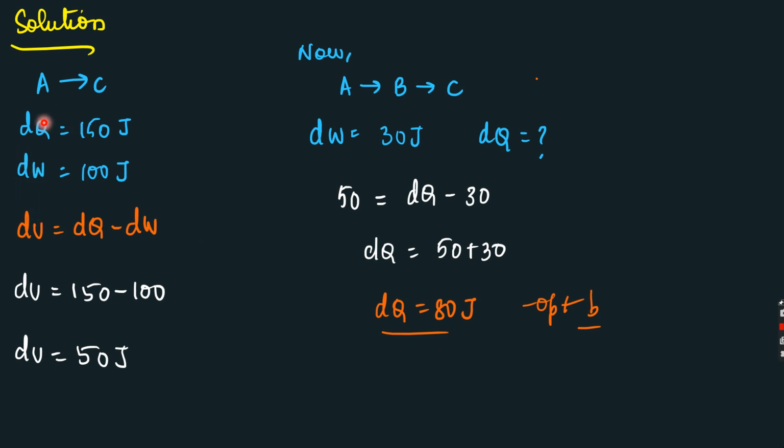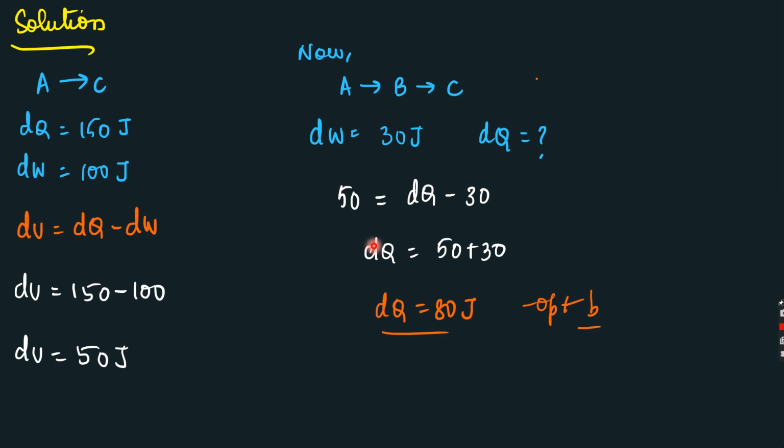So you'll have to think what formula connects these two quantities. So it is du is equal to dq minus dw. You can find du from here, which is 50 joules. And then now in this A to B to C, you'll have to find dq, right? You know du, you can use the same du because it is path independent. Internal energy is path independent.